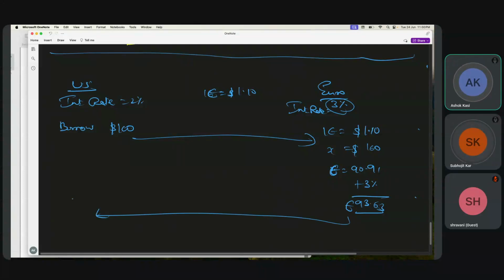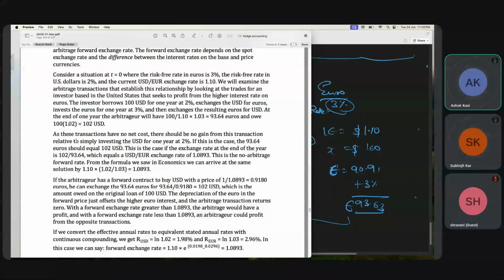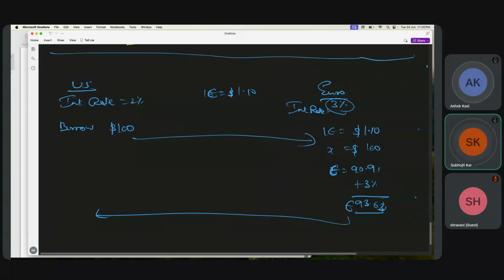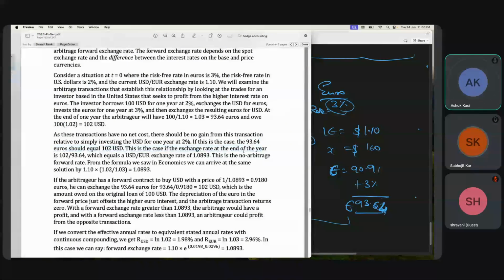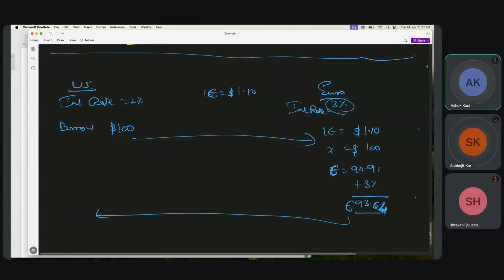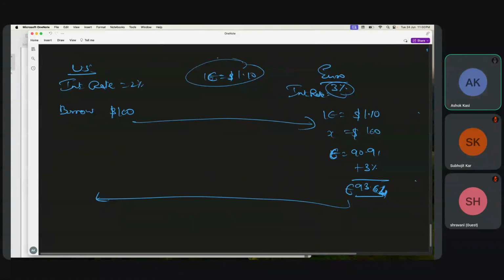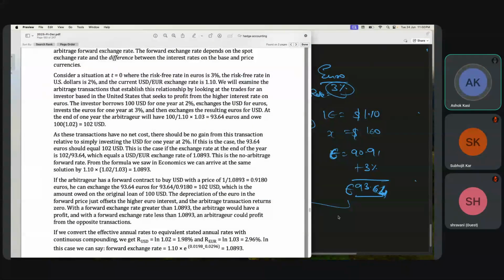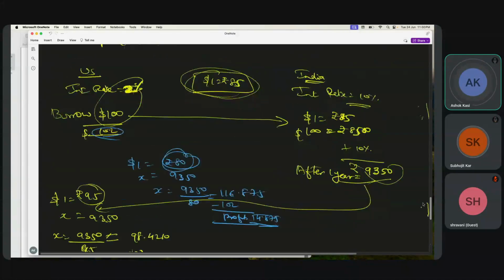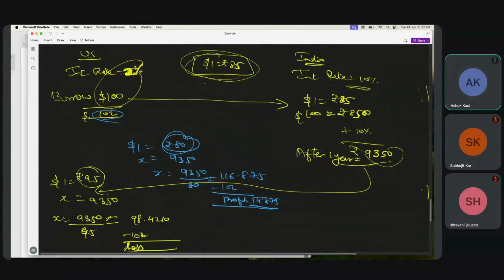Then you bring the euro back to US. 93.6364, so let me take 93.64. Now suppose they are saying if no movement takes place, if this exchange rate stays as it is, then what will happen? Suppose there is no movement, and $1 is 85 only, then what would have happened?